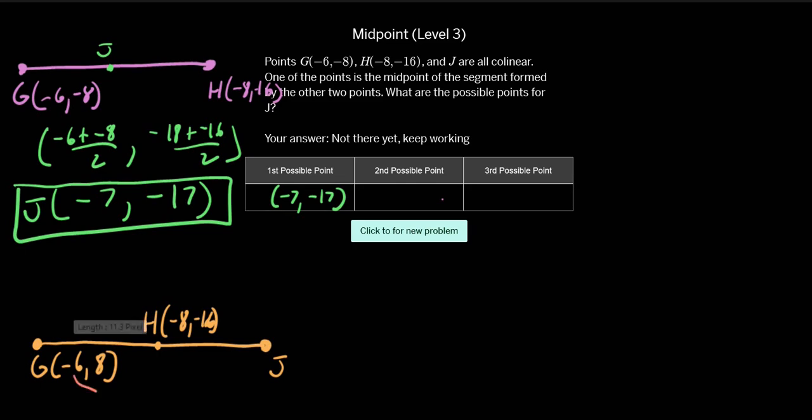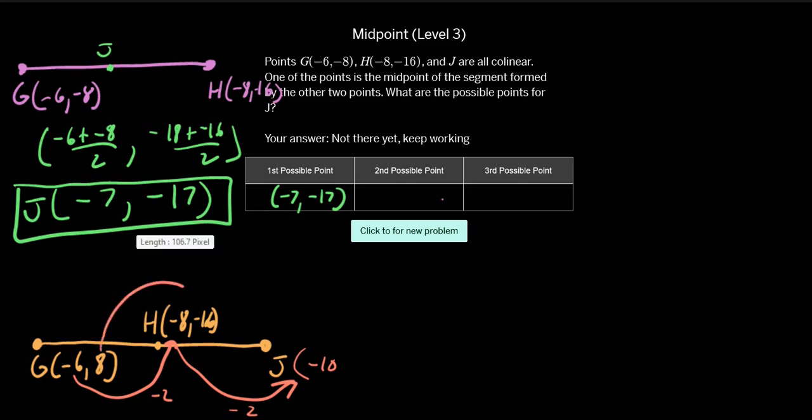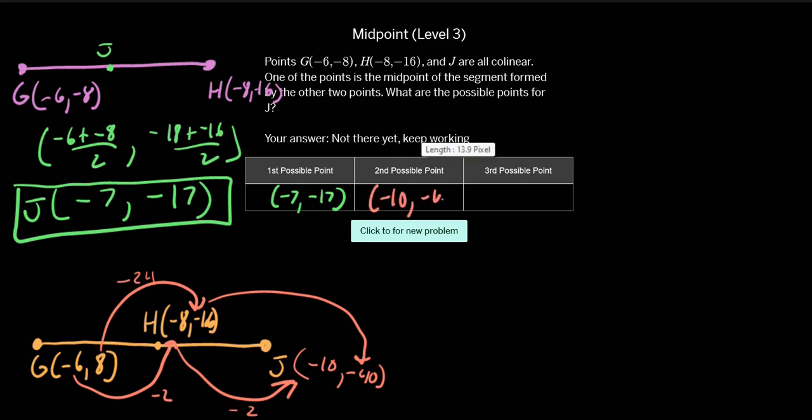How do I go from -6 to -8? Well, I subtract 2. So then to go to J, I subtract 2 again. And so -8 minus 2 is -10. And then I ask, how do I go from -8 to -16? I subtract 24. And because that takes me to the middle, I do that again. And so negative 16 minus 24 is negative 40. And so now I have the second possible point for J. Negative 10, negative 40.